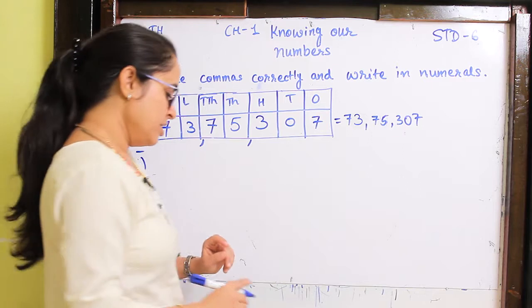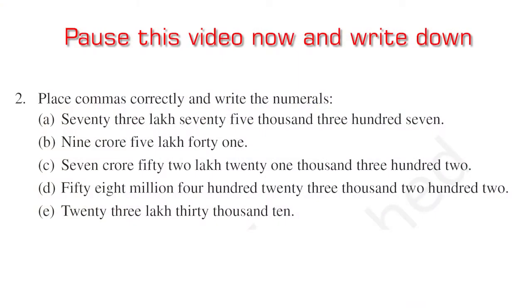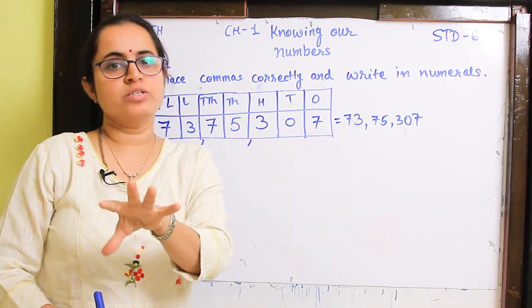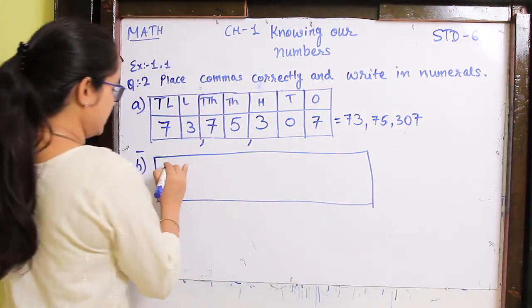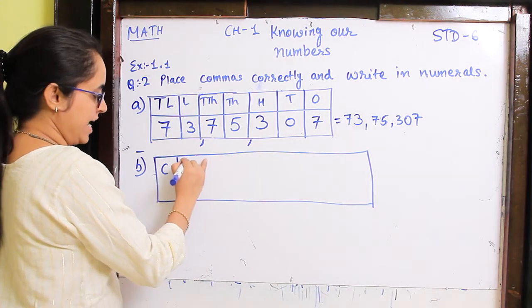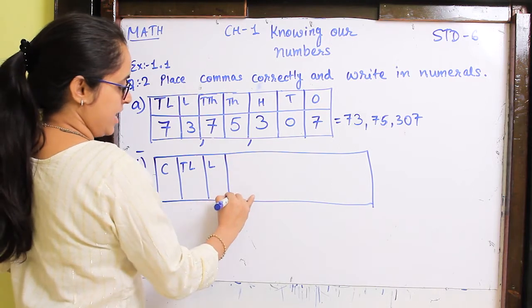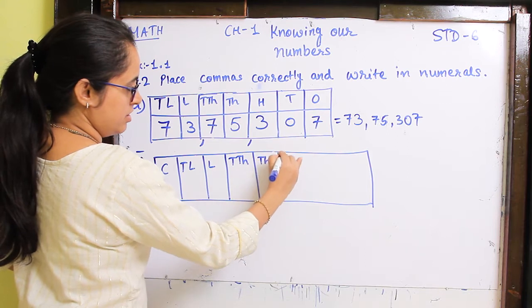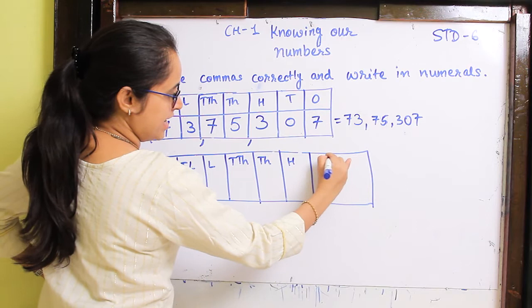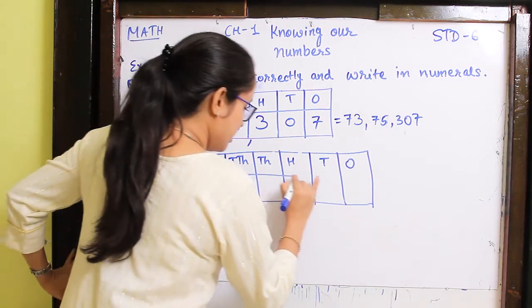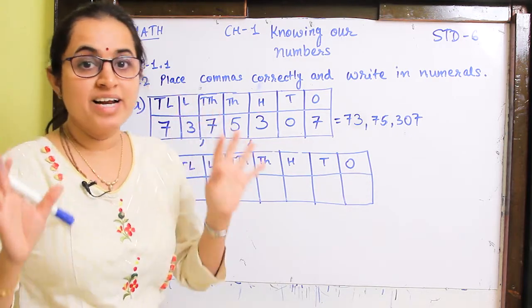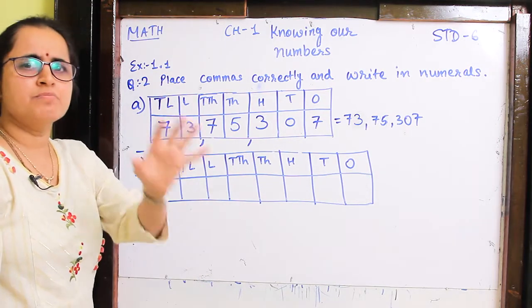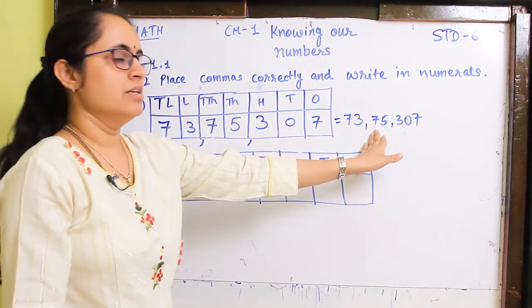Now next, B. Leave one line after writing each question. I'm reading 9,05,41. Now it is not 90 crores, it is 9 crores. Means it starts with the crore place. So you have to again make the place value chart. After crore it will be 10 lakh. After 10 lakh, you have lakh. After lakh, 10,000. After 10,000, 1,000. After that, 100. Then tens, then ones. Remember, if you make a place value chart, it will be easy for you to write the number. If you don't make one, you will get confused. So every time in your examination also, please write in the place value table and then write the number separately.